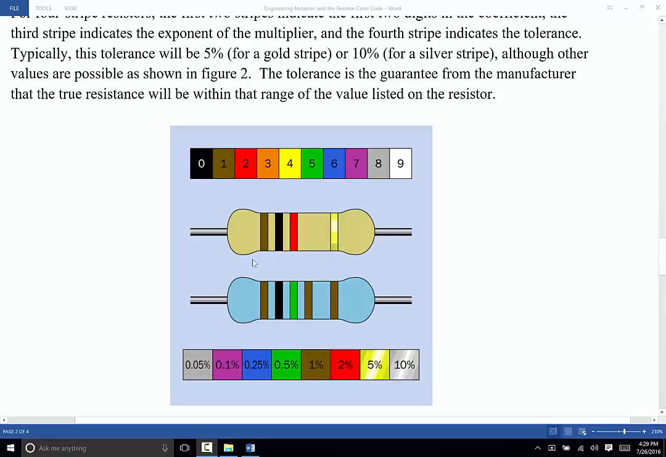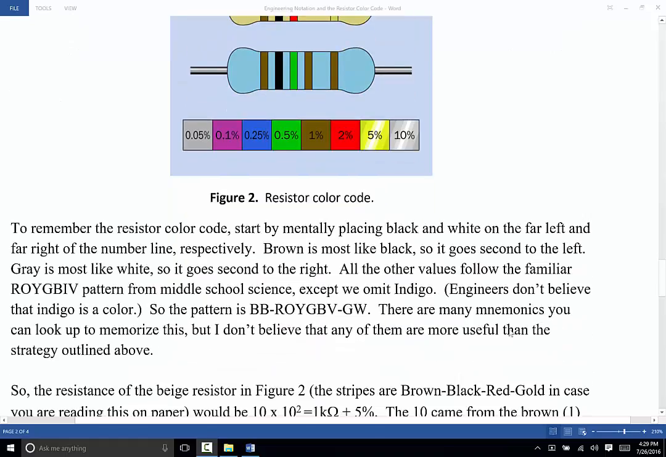You might say, hey, what happens if the resistor has 5 stripes? Well, that just means that the first 3 stripes are there to indicate the coefficient. The 4th stripe is the exponent, and then the 5th stripe will represent the tolerance. So it is possible that you can have a resistor that will specify 3 digits of coefficient, and in which case you're going to need to have a 5-stripe resistor.